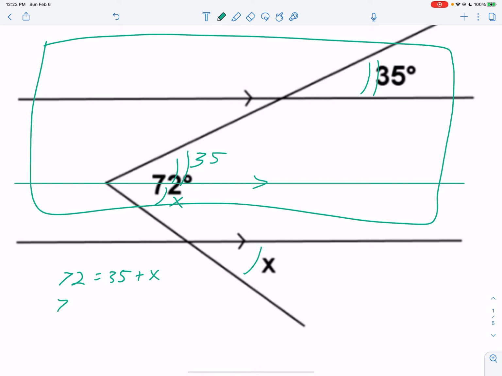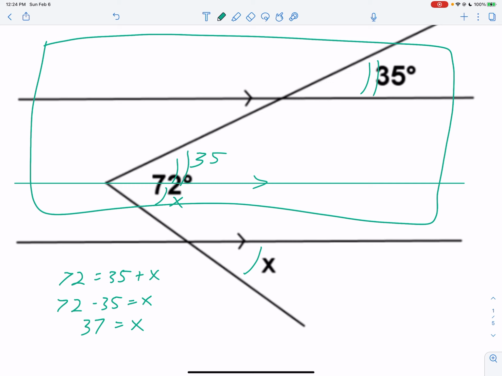And then 72 minus 35 equals x. So we're looking at what is that? 37, I believe, equals x. I do believe it's 37. Let me check just to make sure we don't waste any time. Yes, it is. Now, the teacher's edition really likes its explanation.